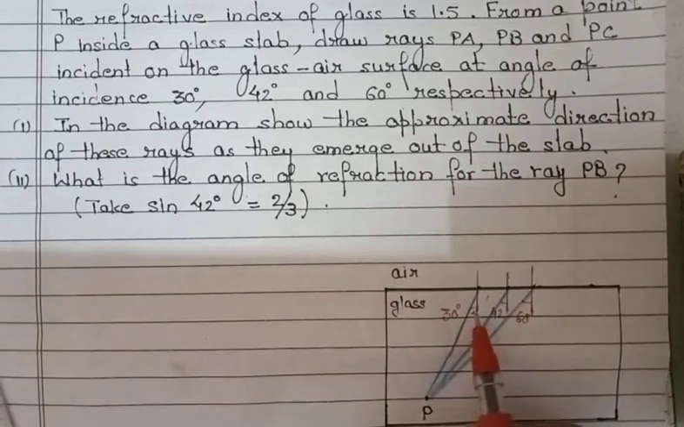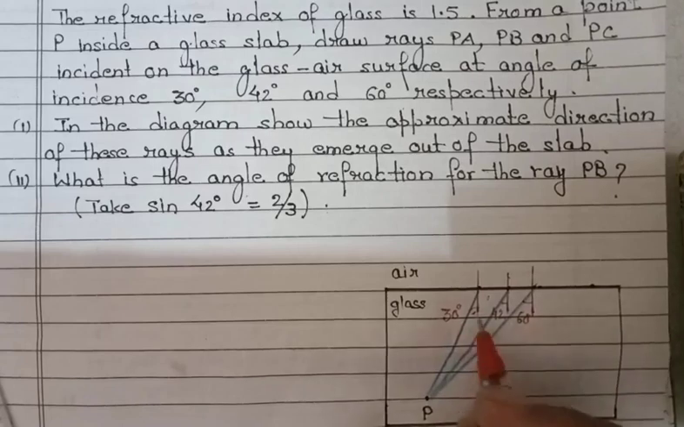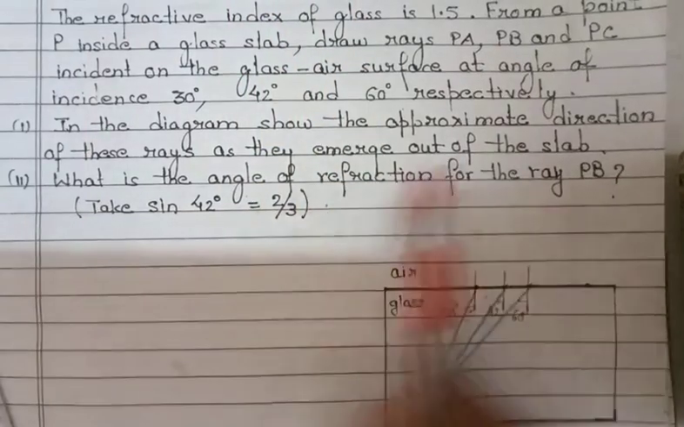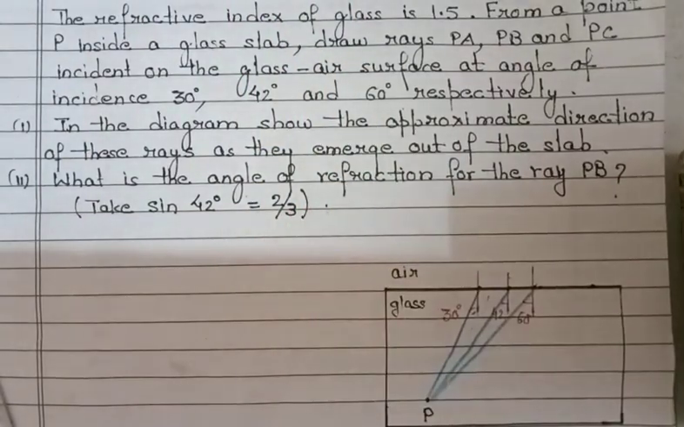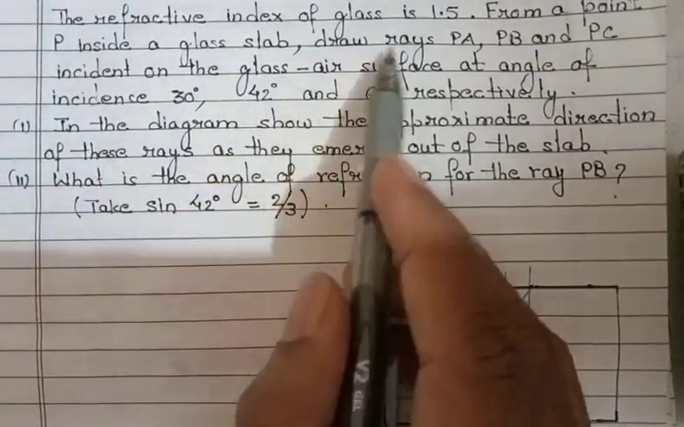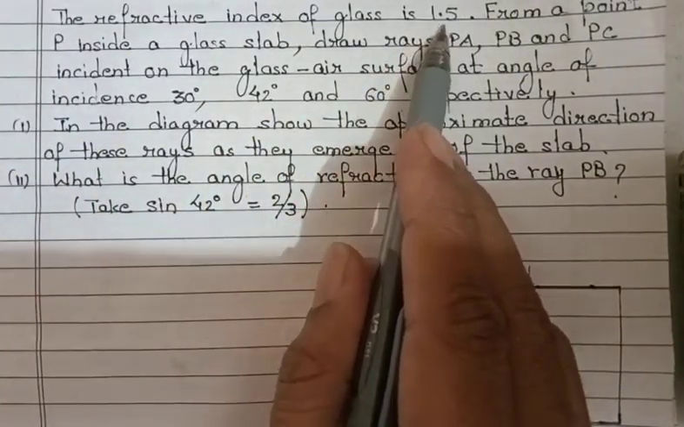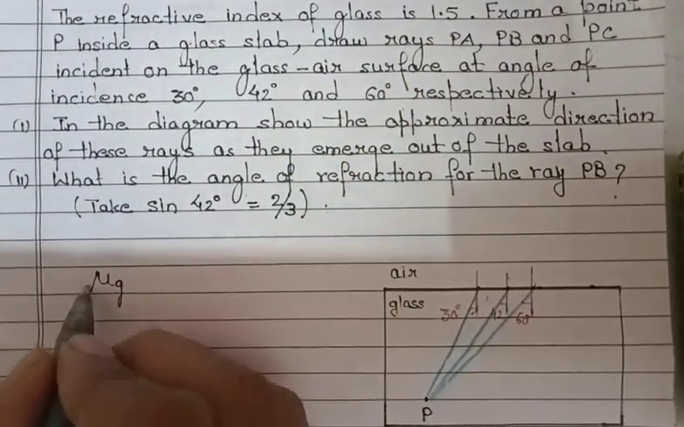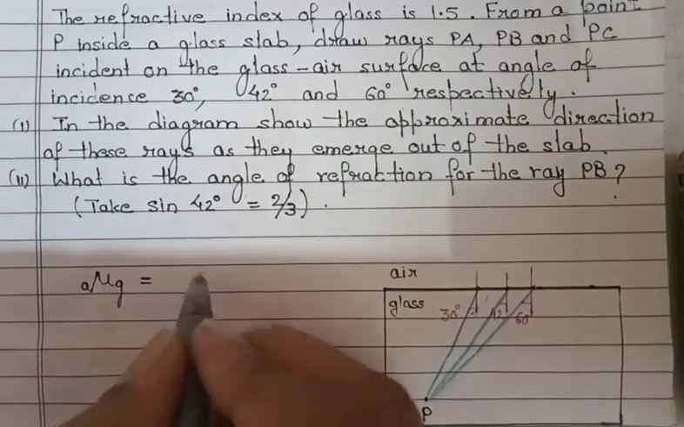Now whenever we need to complete the ray diagram, first of all we must know how much is the critical angle for glass air surface. You can go through the question, critical angle is not given to you. So your first step will be to find the critical angle. Now how can that be done? In the question they have given you that the refractive index of glass is 1.5. So we will be writing the formula for refractive index of glass in terms of critical angle.